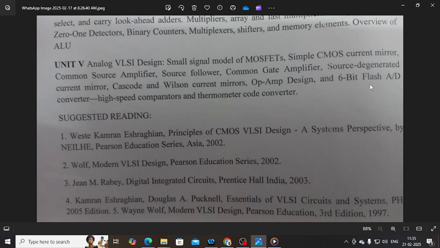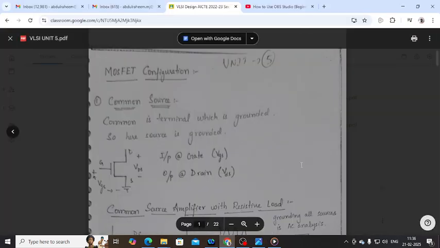Let me tell you, in the external examination you will find three different types of questions. One will definitely be from amplifiers, one from current mirrors, and one from the op-amp design or 6-bit flash ADC. So approximately 15 to 20 marks will definitely come from your unit number 5, and this is very simple and easy. Let's start this section. I hope this is audible and clear.